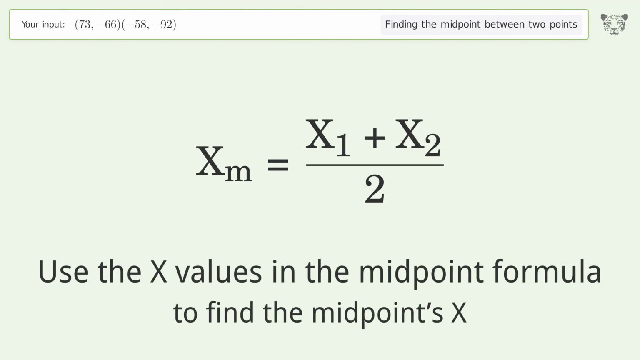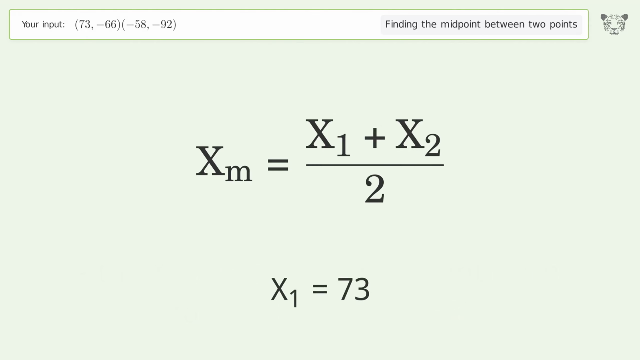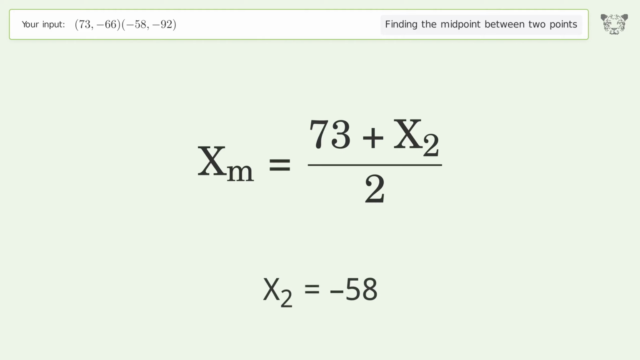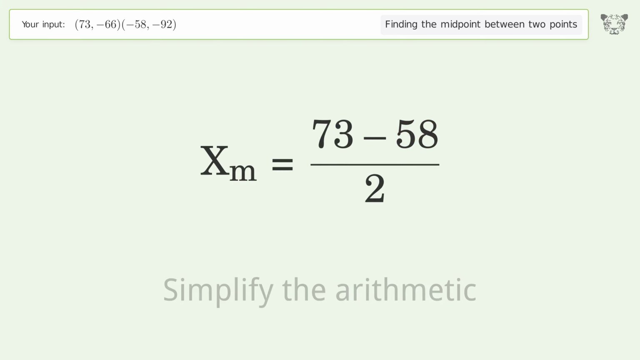Use the x values in the midpoint formula to find the midpoint's x. x1 equals 73. x2 equals negative 58. Simplify the arithmetic.